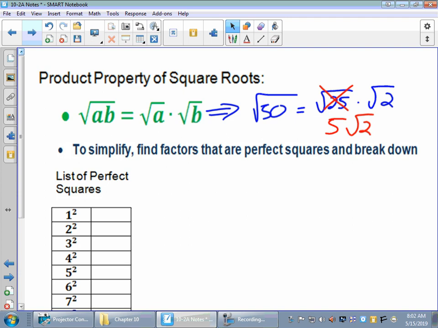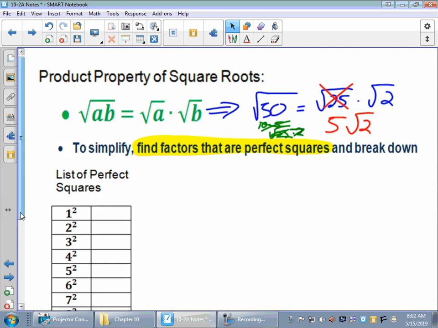We want to find a list of perfect squares in order to do that. So again, I'm just going to put this up here, that we want to find factors that are perfect squares and break it down. In our example above, we found that 25 was a perfect square. There's a bunch of different ways to multiply to get to 50. We could go 10 times 5, but neither of those are perfect squares, so that's no good. Really 25 times 2 is the way to go, because 25 is a perfect square. So we try to find perfect squares and break it down that way.